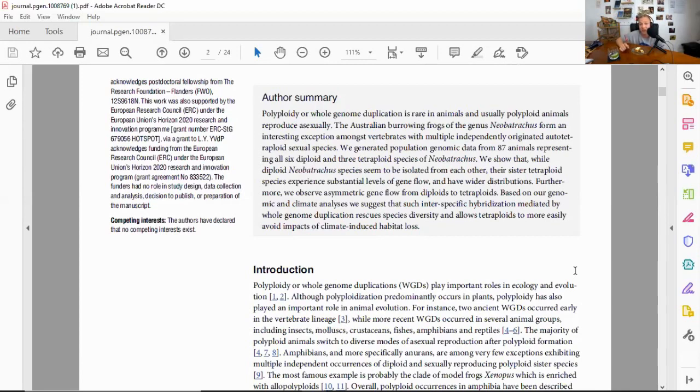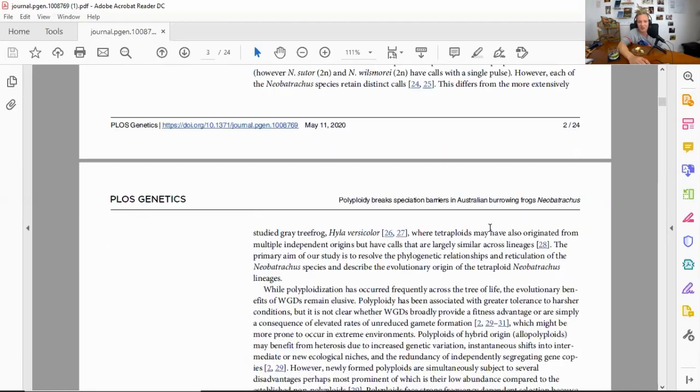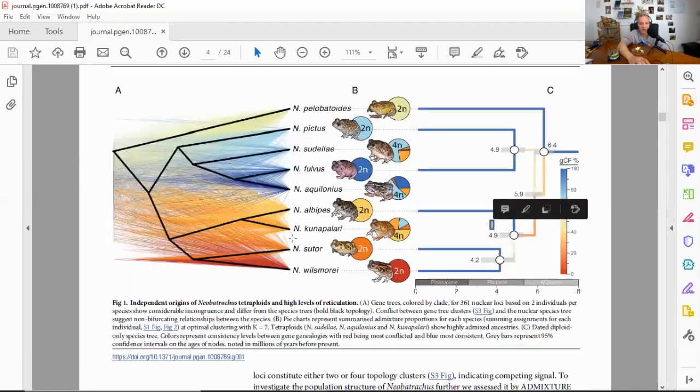Furthermore, we observe asymmetric gene flow from diploids to tetraploids. Based on our genomic and climate analysis, we suggest that such interspecific hybridization mediated by whole genome duplications rescues species diversity and allows tetraploids to more easily avoid the impacts of climate-induced habitat loss. So fascinating stuff here. Let's just have a look at this figure right here.